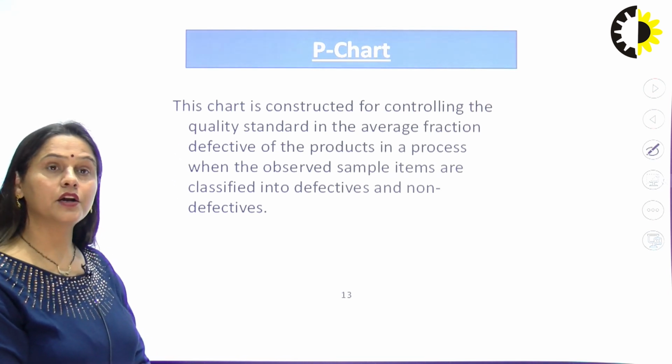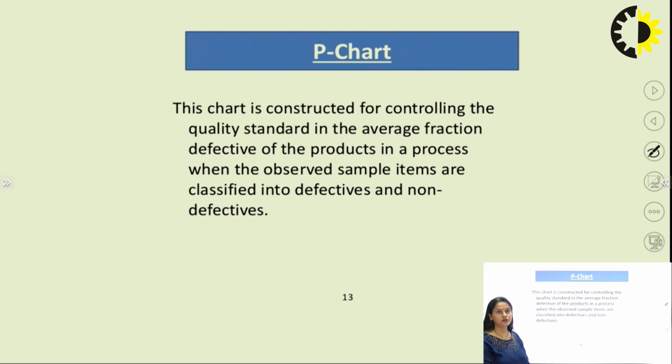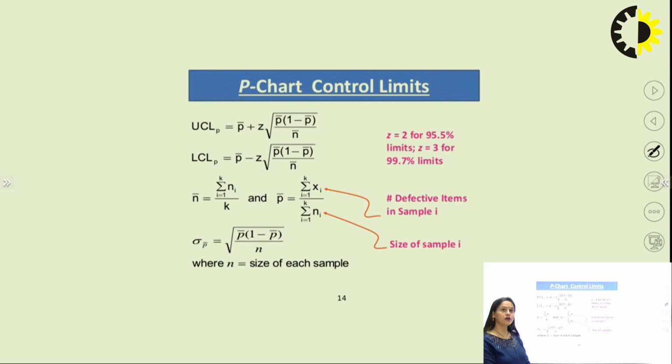Let us understand what the P chart is. The P chart is constructed for controlling the quality standard in the average fraction defective of the products in a process when the observed sample items are classified into defectives and non-defectives. We calculate the upper control limit and lower control limit, and then we draw a chart. If our values are inside the upper control limit and lower control limit, then the process is under control, otherwise the process is not under control. Now the question arises, what are these control limits? So let us see the control limits for the P chart.